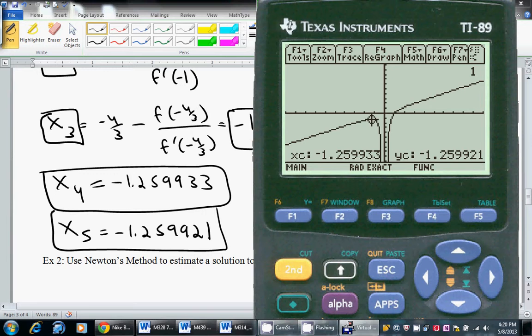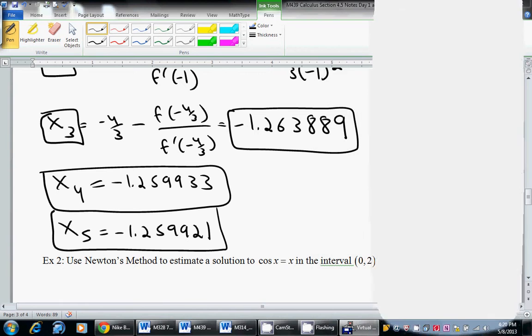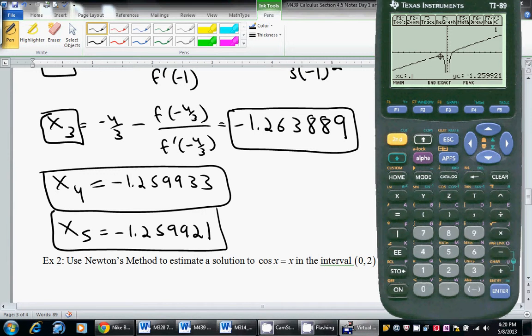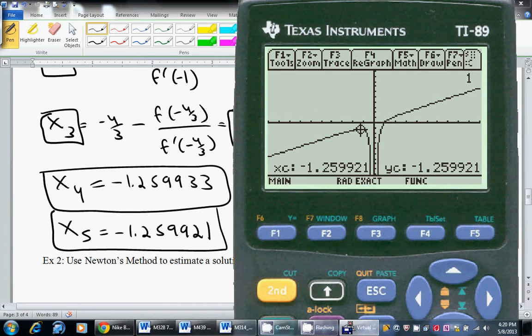Okay, so now let's plug my x sub 5 into this function for the input. Negative 1.259921. Go ahead and hit enter, and voila. When I input negative 1.259921, the output is itself. This is the x-intercept of the graph. When you're doing Newton's method, you get the same value, that's your x-intercept.